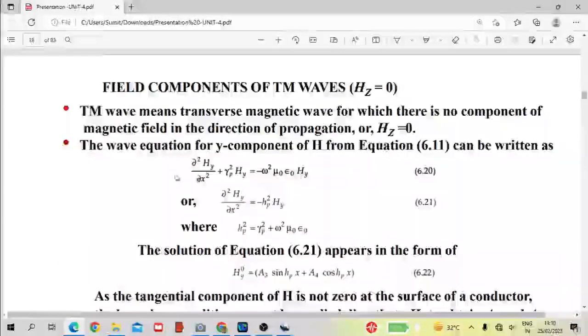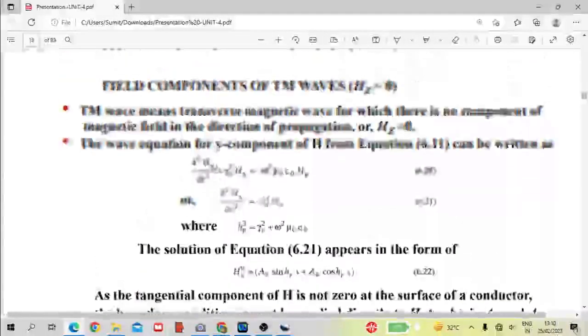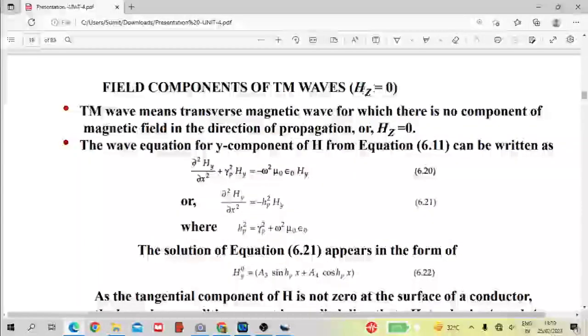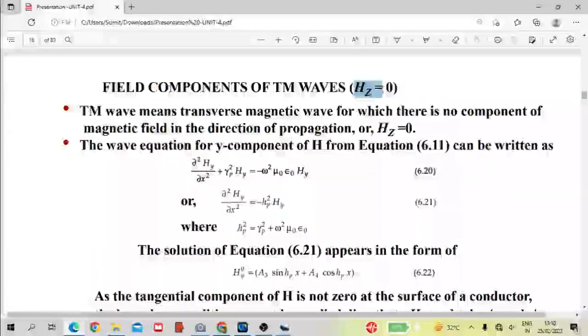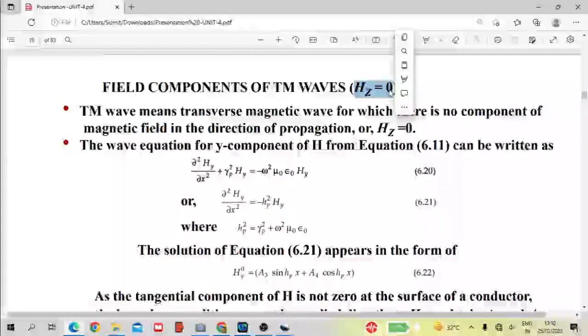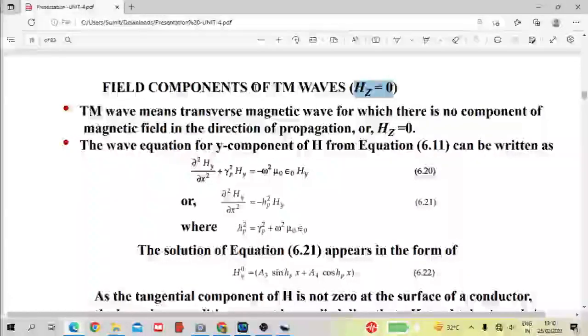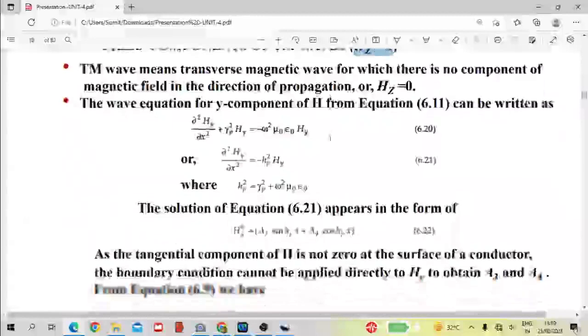And similarly, just as we did the analysis for TE waves, for TM waves it is the same process. If we do the analysis, you will get for TM waves again Hz is 0. So it is understood it is transverse magnetic because there is no longitudinal component of H along the Z direction. A TM wave means a transverse magnetic wave, for which there is no component of magnetic field in the direction of propagation. So we proceed in a similar way.